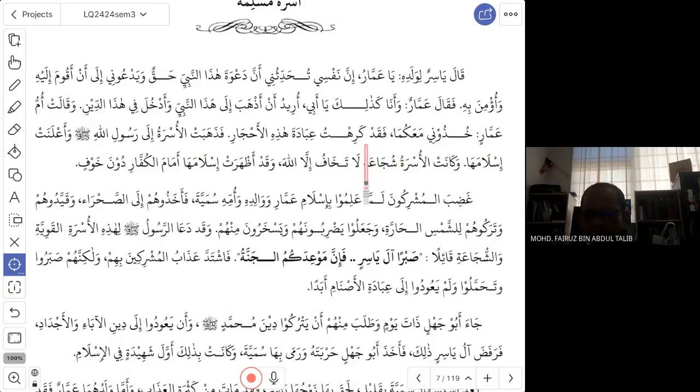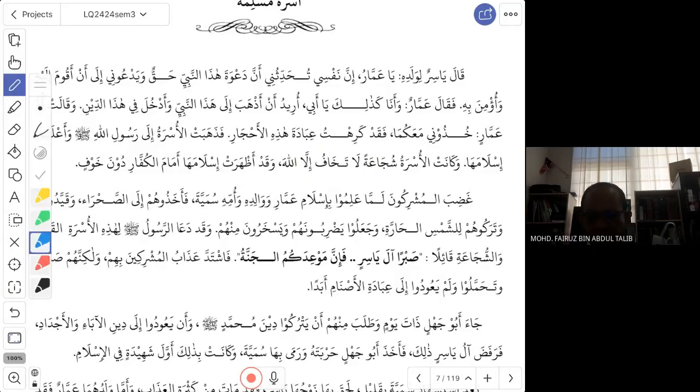So take me with both of you. Faqad karihtu ibadata hadhihi al-ahjar. Indeed, qad. Karihtu, I hate. So indeed, I hate worshipping. I hate to worship. Ibadah is worship. This ahjar. So ahjar, this is the jama. This is the plural for the word hajarun.